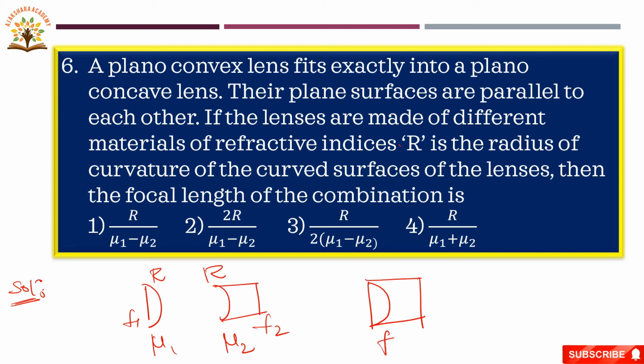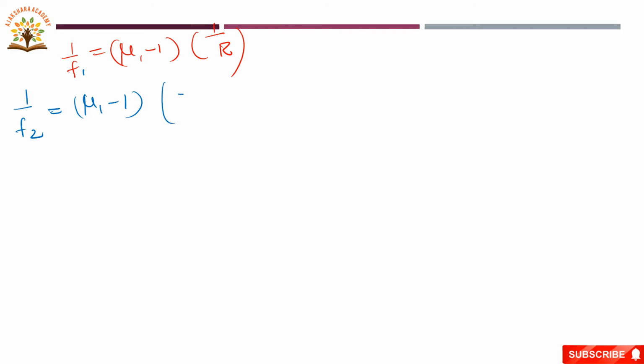Now 1 by f1 is equal to (mu1 minus 1) of 1 by r. Next, 1 by f2 is equal to (mu2 minus 1) into minus 1 by r. So now 1 by f is equal to 1 by f1 plus 1 by f2.